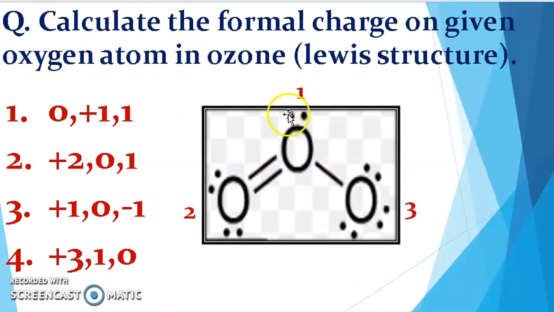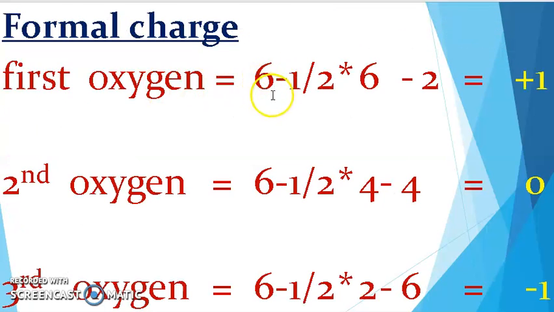Here they have mentioned the first oxygen atom, which has 2 lone pairs. You can see 2 lone pairs. So how do you write it? As per the equation, the valence electron is 6, minus half into the shared electrons used for the bonding. For the oxygen atom, 6 electrons are used. We have only 2 lone pairs. So you will get 6 minus 2, that is 4, divided by 2, 2. Finally you will get an answer of plus 1 here.